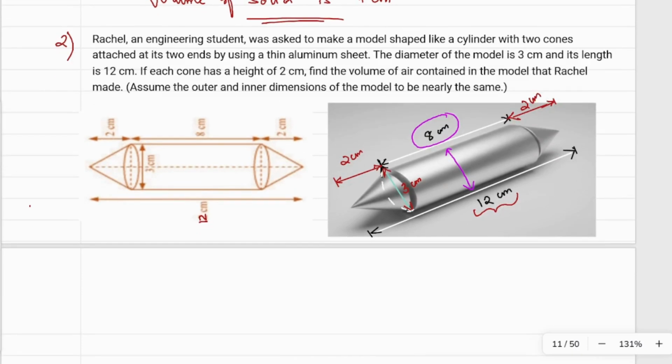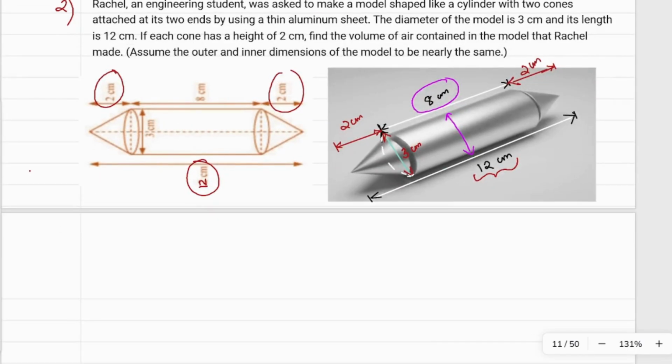So here, if you are observing the total height of the model, it is equal to how much? It is equal to 12 centimeter, right? And the height of the cone is 2 centimeter and this cone is also equal to 2 centimeter. So if the total height of this model is 12, when you reduce the height of the cones, then what you will get? You will get the height of the cylinder, right? Which is equal to 12 minus 4, that is equal to 8. So thus we will get the height of the cylinder equal to 8 centimeter.